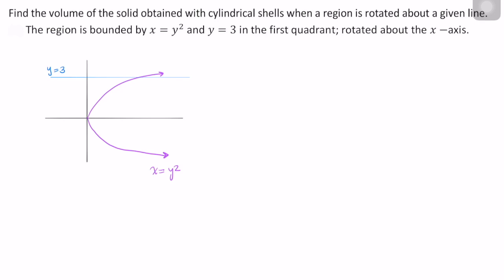Okay, so this is what we're working with. In purple, I have the parabola x equals y squared, and in blue is the line y equals 3. And we want the region in the first quadrant, so that would be this whole section here.